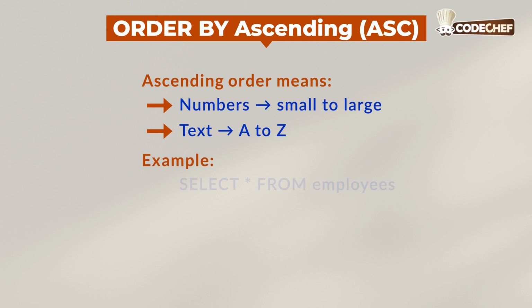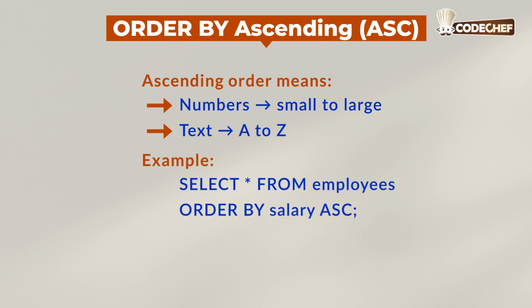Example, select star from employees, order by salary, ASC, semicolon. So here select, then star from employees, this is the table name, then order by salary, and ASC means ascending. The compiler will first arrange all the salaries in ascending order and then accordingly all the rows will be displayed.